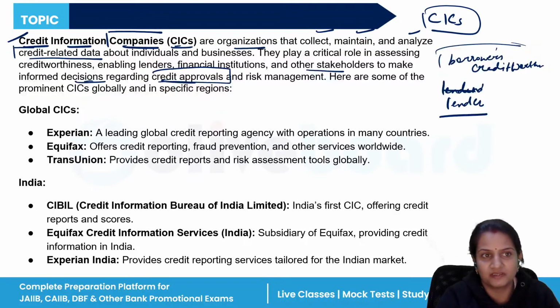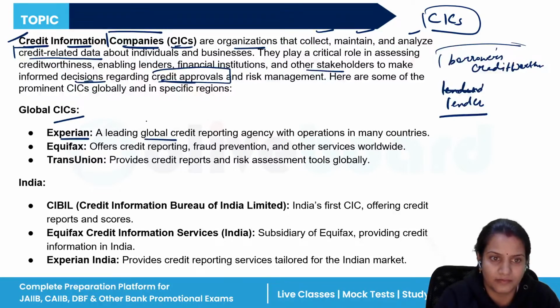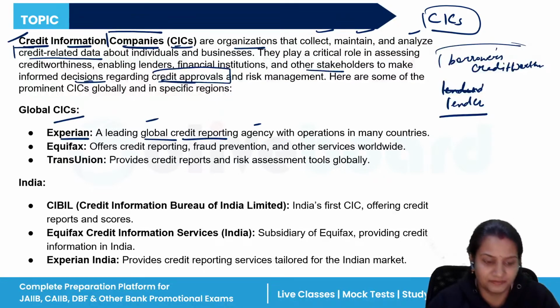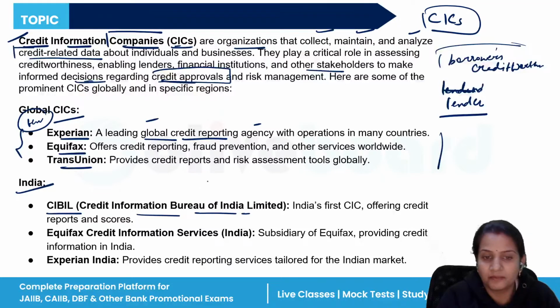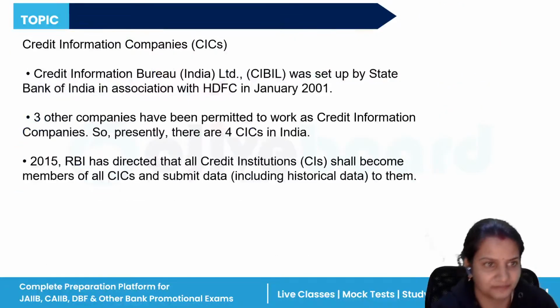So, credit information companies are created to collect the credit related data of all individuals. Now, global CICs: Experian, again a global credit reporting agency, has its operations in many countries. Equifax, TransUnion. These are a few examples, not very relevant for your exam, but just for knowledge. Now, in India, it is CIBIL, Credit Information Bureau of India Limited. It is a credit rating agency. Equifax, Experian India. These come under India, and these are the global credit information companies.